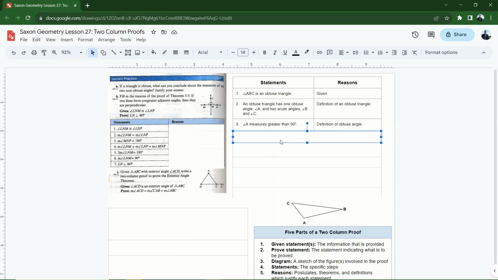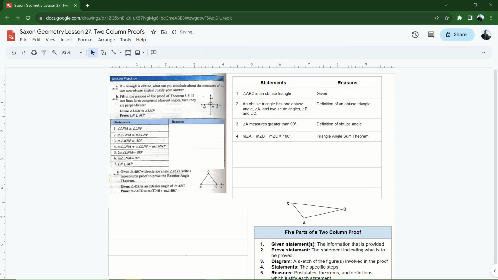Next up, all right, so I'm building this argument. I have an obtuse triangle. It has one obtuse angle. That obtuse angle is greater than 90 degrees. If I add together all 3 angles in the triangle, I get a measure of 180 degrees. That's by the triangle sum theorem. We learned the triangle angle sum theorem in a previous lesson. I can add up all 3 angles and get 180.